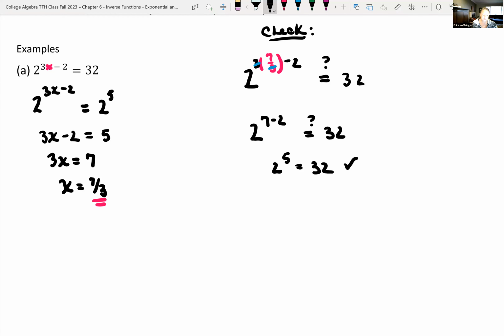So there were some cases when we were solving equations where we had to check because we might get what are called extraneous solutions. So answers or solutions that actually don't work back in the original. With exponential equations, if we do everything correctly, you shouldn't have extraneous solutions. So it's not necessary to check, but it doesn't hurt to. So let's look at another example of solving an exponential equation.